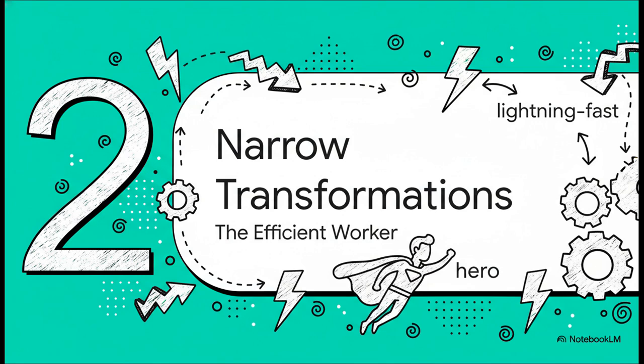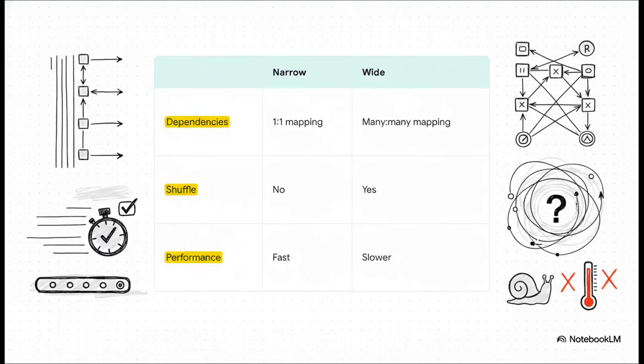But what if you could just not do that? What if you could avoid that whole expensive data-moving mess? Well, that's where the hero of our story comes in, the narrow transformation. This is your secret weapon for writing lightning-fast Spark code. And honestly, this table right here breaks down the whole concept perfectly. On one side, you have narrow transformations. They have a really simple one-to-one relationship, they don't need a shuffle, and, you guessed it, they're fast. On the other side, you have wide transformations. They've got this complex, messy, many-to-many relationship, which forces a shuffle, and that makes them way, way slower.